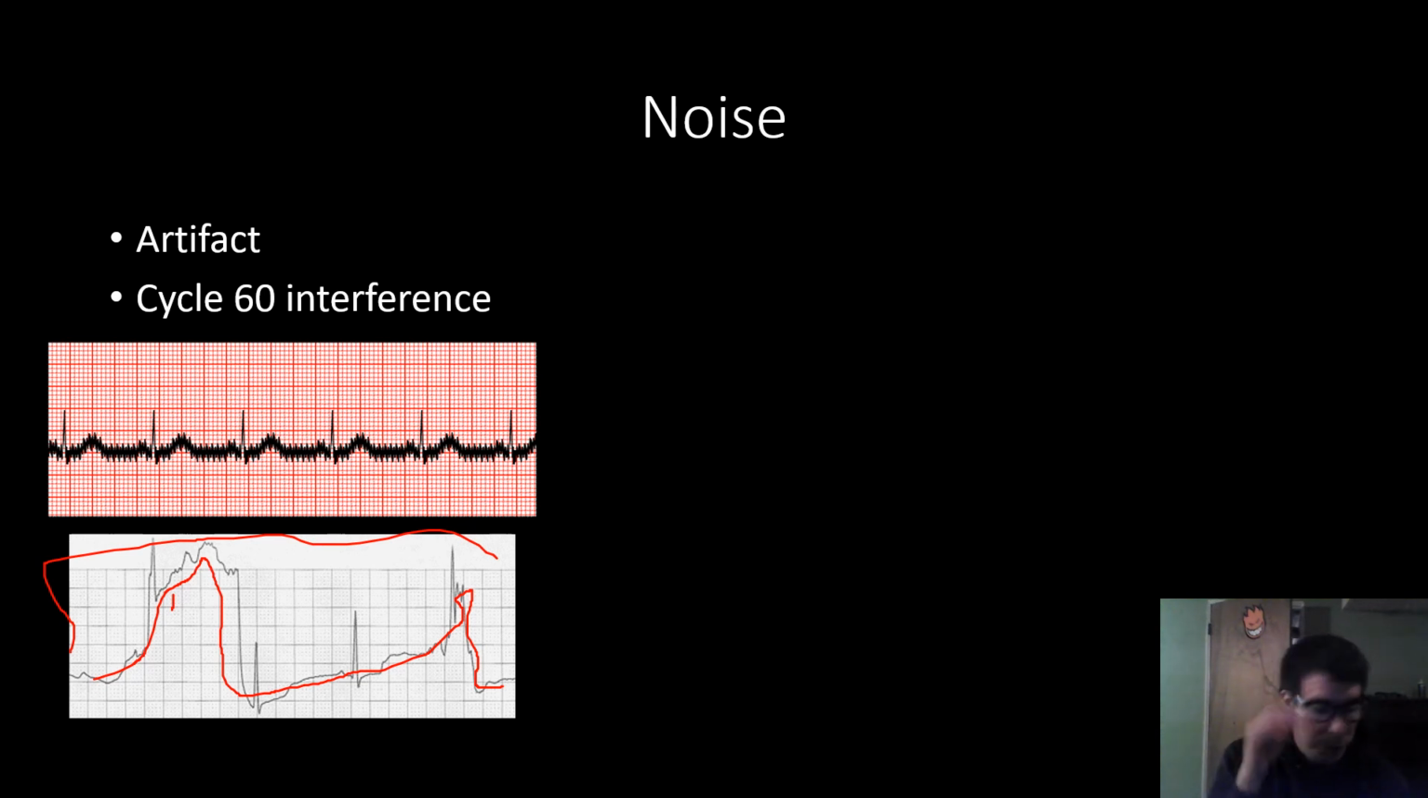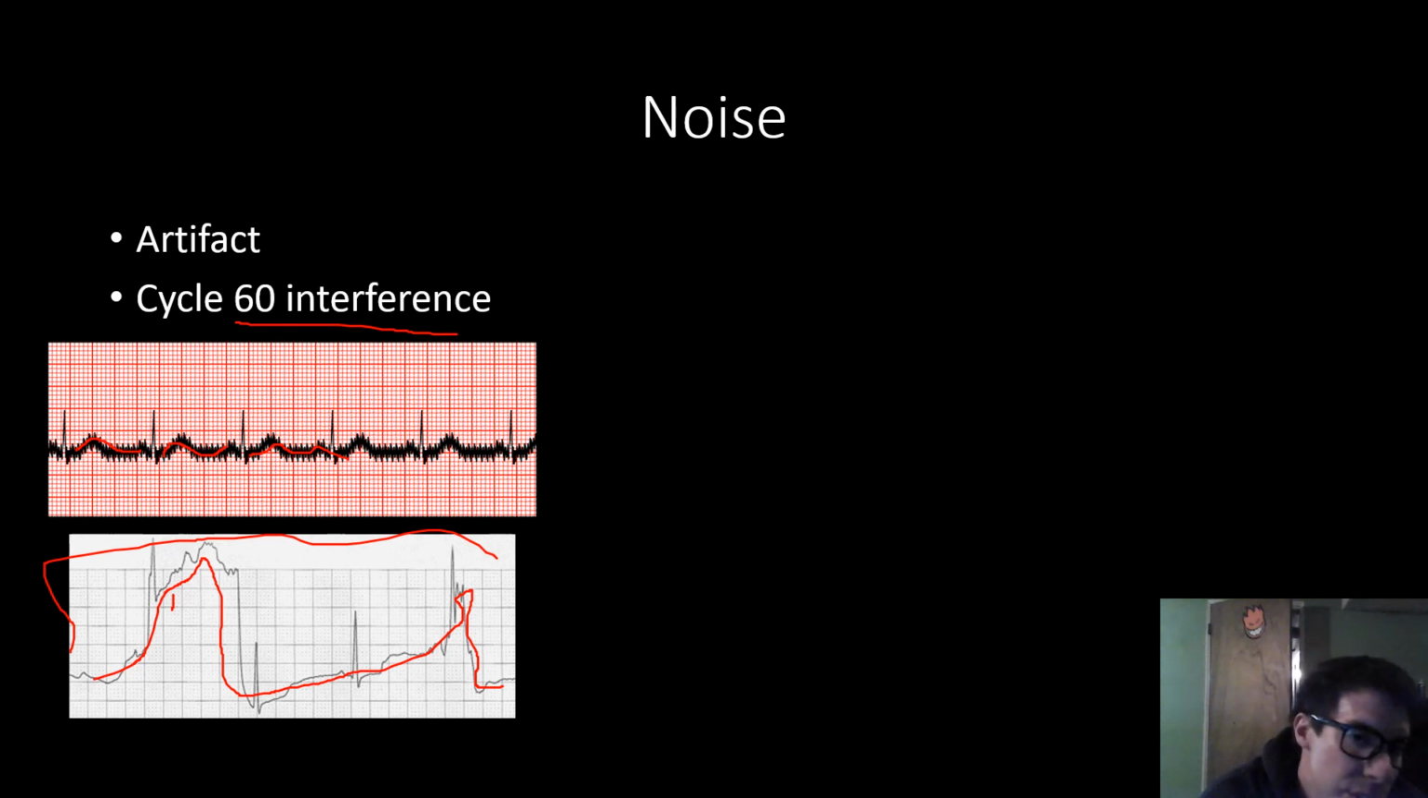It's usually caused by some external thing, so it could be because the electrodes aren't on good enough, there's not a good enough connection with those, the person's moving, shivering, things like that. That would be artifact. Then cycle 60 interference is usually caused by things like electronics or radios or something like that too close to the monitor. That will generate this thick black line, which is also not something going on in the heart. It's just the interference from those radio waves or whatever it might be.